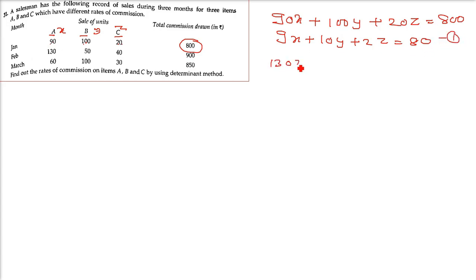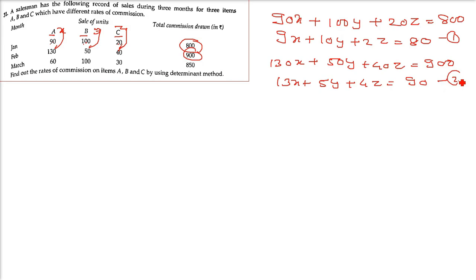The second equation will be 130x plus 50y plus 40z equals 900, right? Now again divide both sides by 10. Either you can divide by 10 or you can use it directly also. This is going to be your second equation.